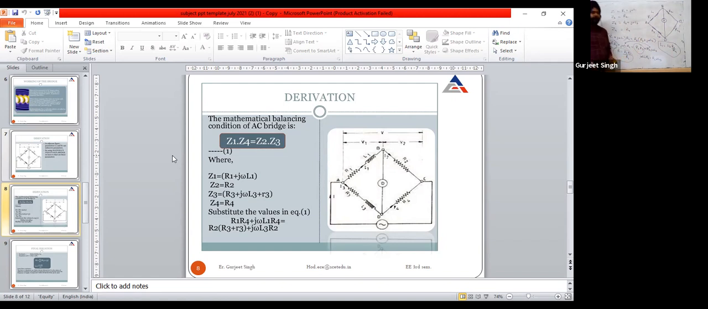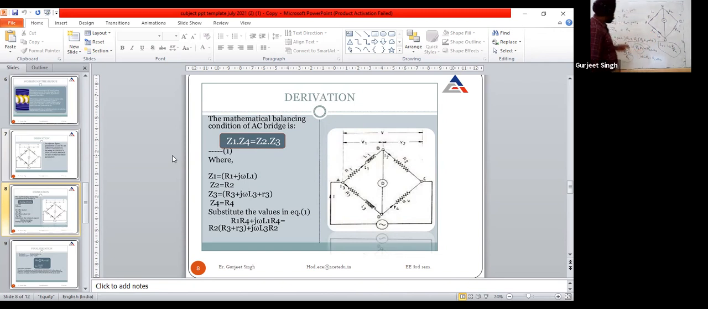So this is the Maxwell bridge, where we find the value of the unknown inductance or the resistance or the combination of the resistance and the inductance. We find the unknown value. So this is the Maxwell inductance bridge. Second one we are having, that is the Maxwell inductance capacitance bridge. That is the modification of this Maxwell bridge.